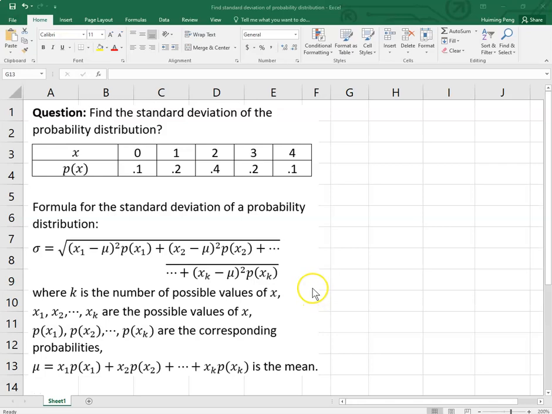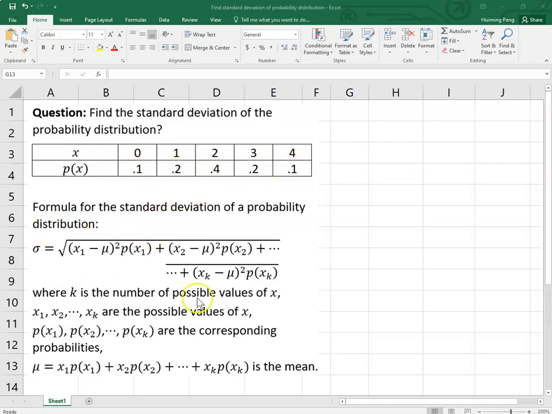In this video, I will show you how to find the standard deviation of a probability distribution using Excel. Excel does not provide a function for this job. We have to use the original formula to do the calculation by ourselves. Here's the question. We have a probability distribution, x in the first row, the corresponding probability on the second row.